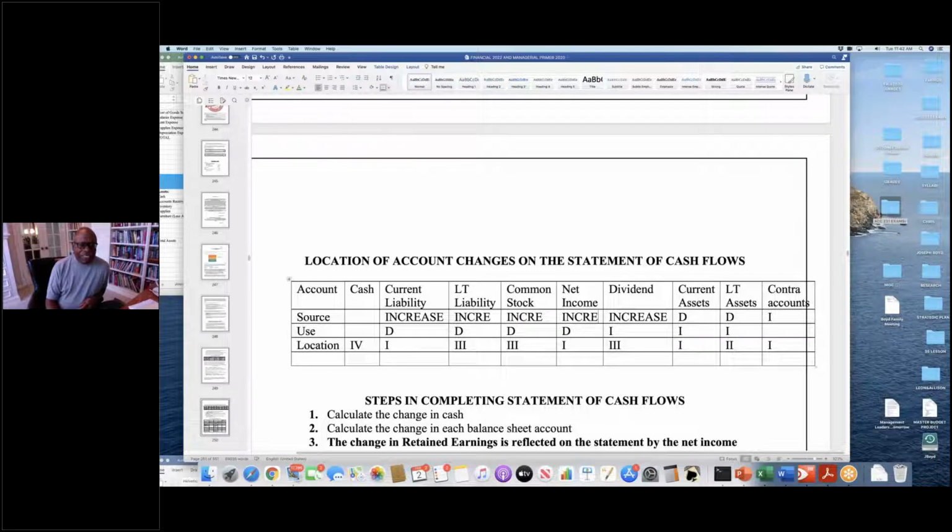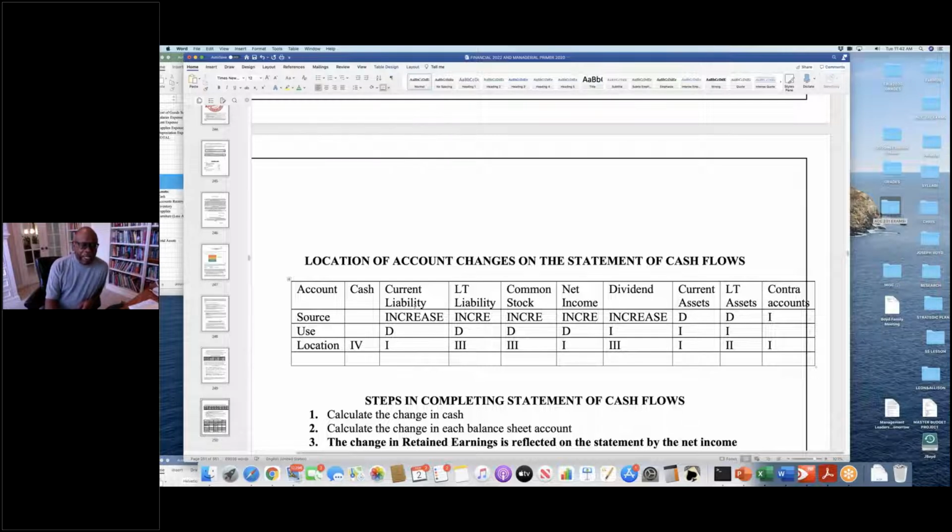For current liabilities, their change is going to be reflected in part 1. Long-term liabilities in part 3. Common stock, part 3. Net income is in part 1. Dividends is in part 3. Current assets in part 1. Long-term assets in part 2. Contra accounts in part 1. So I've just showed you where the changes go.